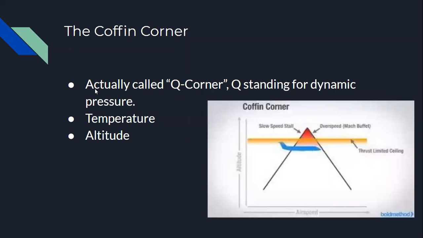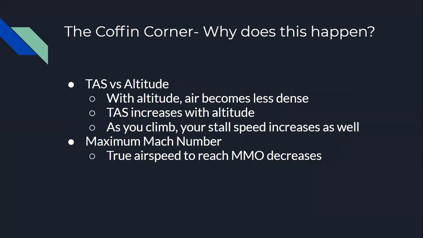So the coffin corner, actually called the Q corner, Q is the variable standing for dynamic pressure, is what happens right here. When you get high enough where your slow speed stall and your overspeed Mach buffet will meet. This is significant because with altitude, air becomes less dense, right? So your true airspeed will increase with your altitude. However, that also means that your stall speed will increase as well. The kicker here is that your true airspeed to reach your MMO will decrease with altitude.